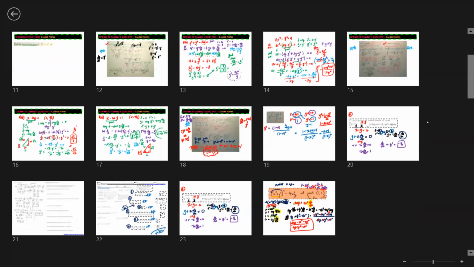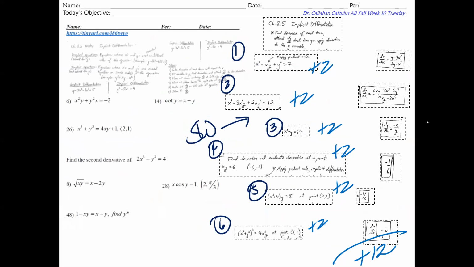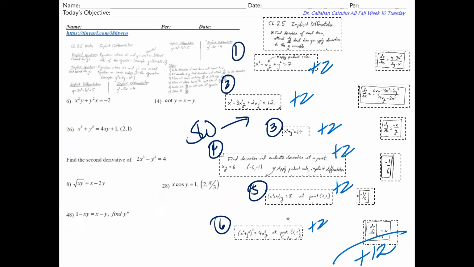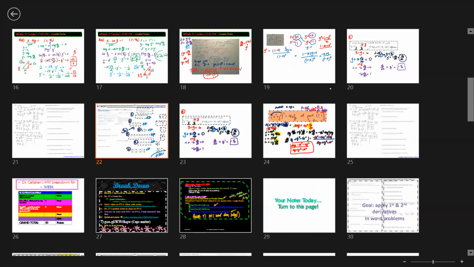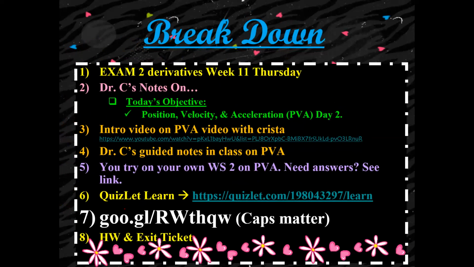So I'm just going to jump right into it today because we actually have a lot to cover. So today we're going to go ahead and continue on with position functions, acceleration, and velocity. And this is your breakdown. So it's kind of our day two with position function, velocity and acceleration. Keep in mind that part of your assessment this week is going to be on this as well. So this should go hand in hand with that.